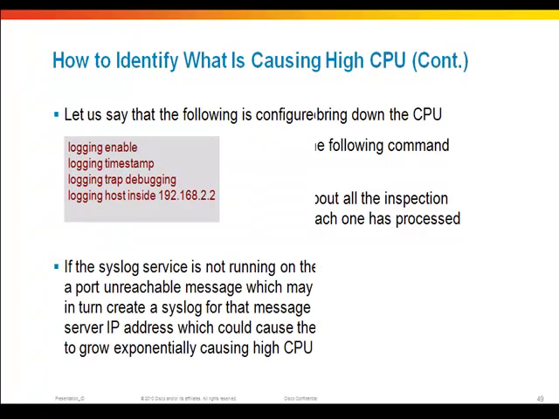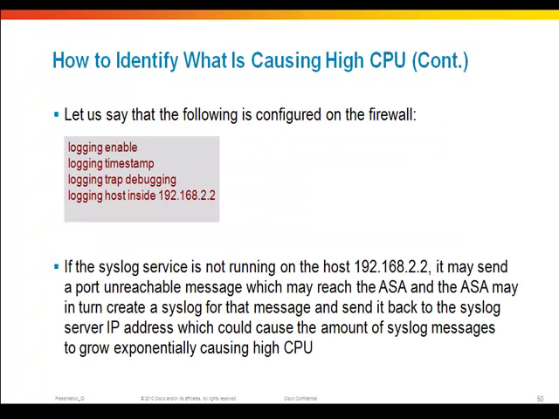And the Syslog service is not running on a Syslog server. It's the major thing. If the Syslog service is not running on the Syslog server, the ASA may continue to send Syslog messages, but the Syslog server may send a port unreachable message back to the ASA that may be converted into another Syslog and sent back to the Syslog server, which may cause Syslogs to increase exponentially, causing high CPU.